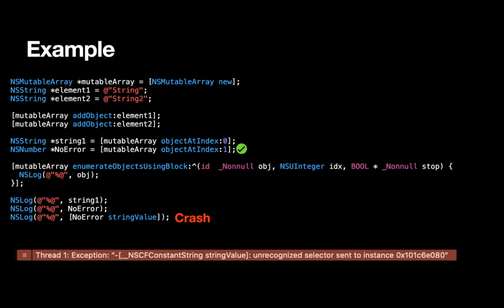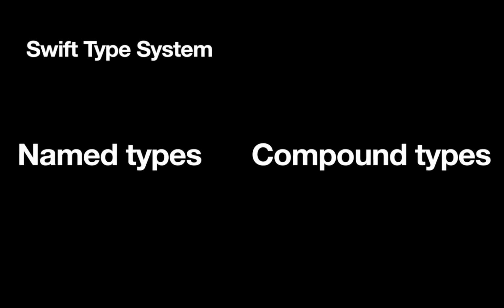On the contrary, the Swift type system is a very rigid, statically typed one. And as much information as possible is inferred at compile time in order to assist at runtime. So the Swift type system is very simple. It has basically two kinds of types. It has named types and compound types. And I would like to quickly go through both of them.